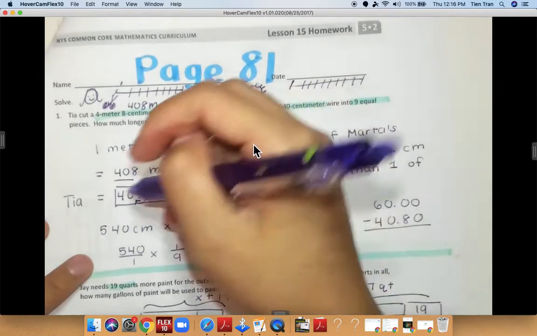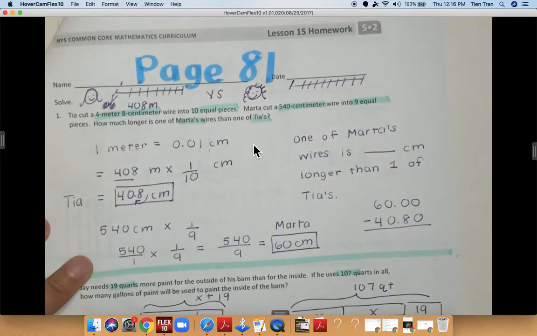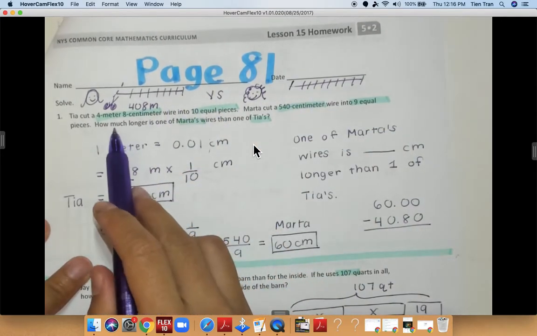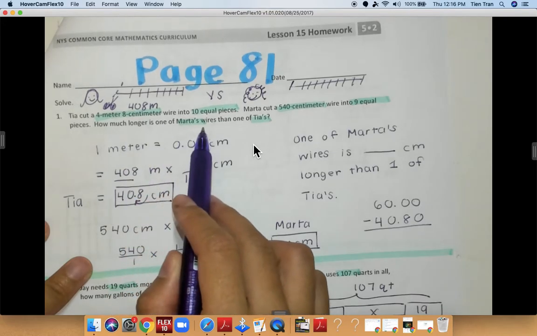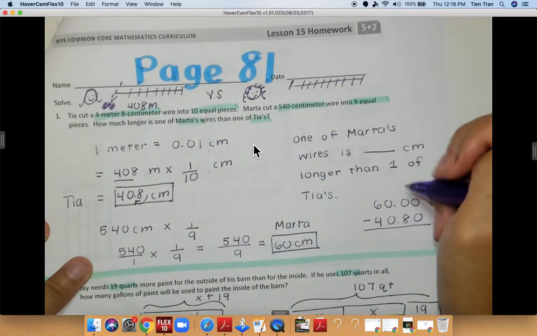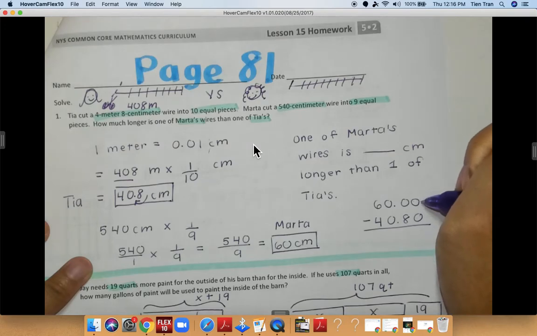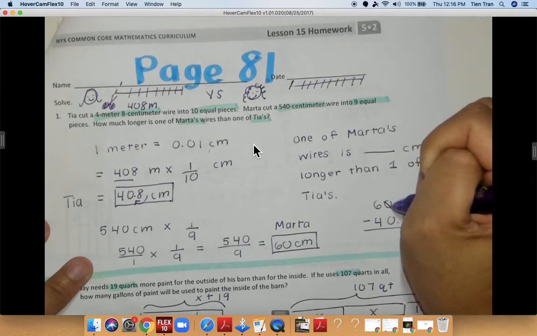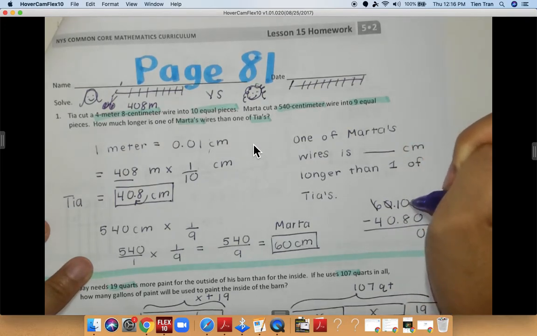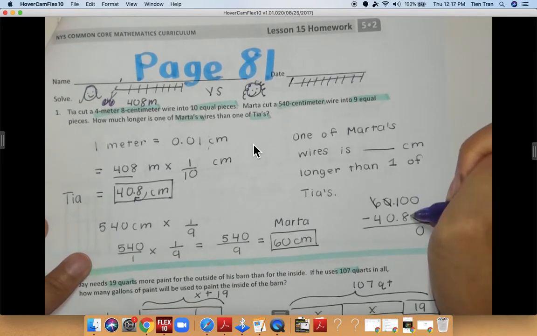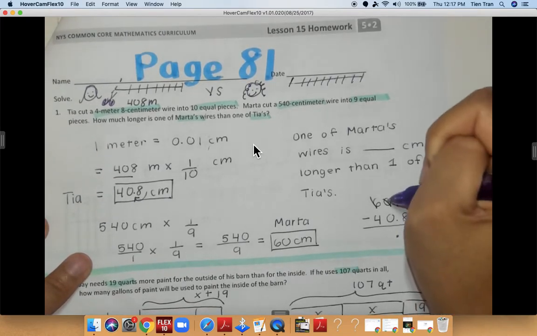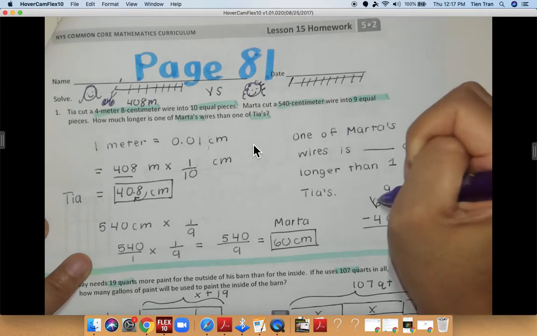Okay? Now, with these two, what I'm going to do is I'm going to subtract because I am finding out how much longer is one of Martha's wire than one of Tia's. So I'm subtracting. I can subtract 0 minus 0, which is equal to 0. I'm going to regroup because 0 cannot subtract 8. 10 minus 8 is equal to 2. Bring down my decimal. 0 changes to a 9.